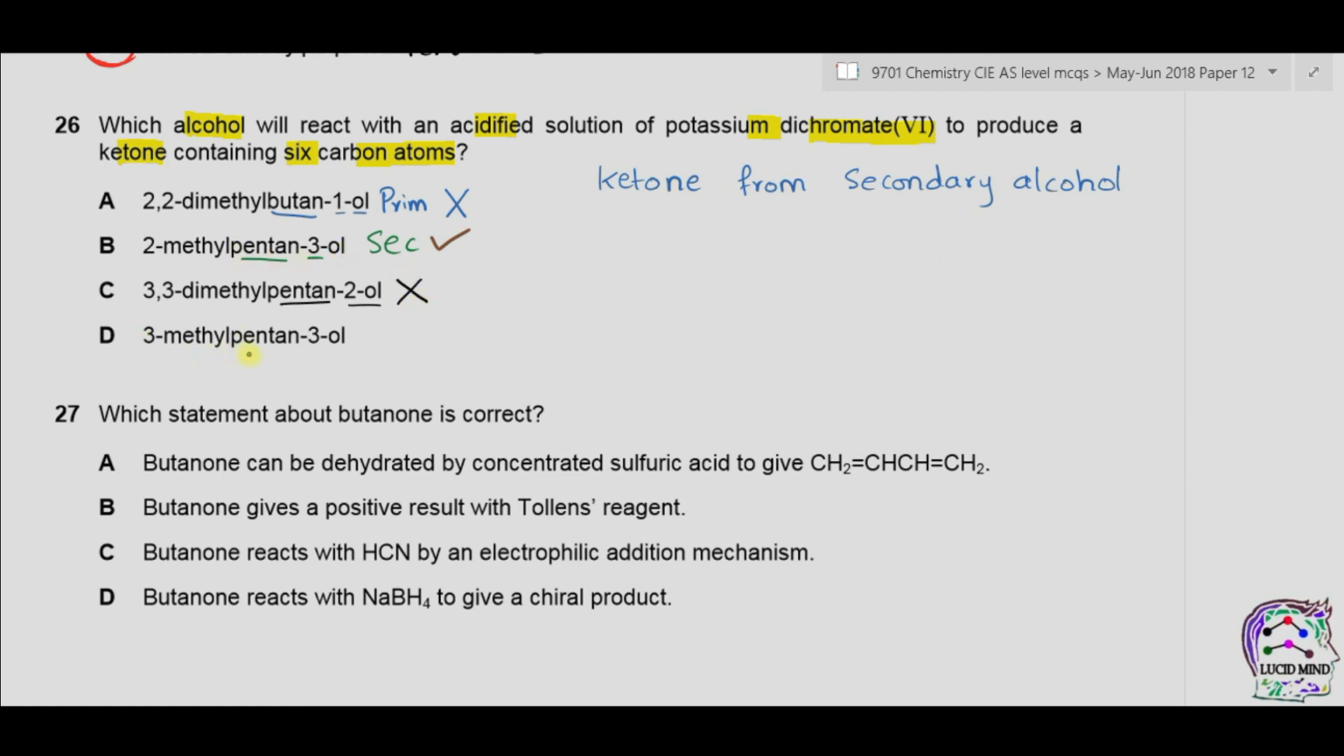For D we have 3-methyl pentane 3-ol. So we have 5 carbon atoms as it is pentane. On third carbon atom we have alcohol group attached. On third carbon atom we also have methyl group attached. Now we can see that the carbon atom bonded with OH is directly attached with 3 carbon atoms, so therefore this is tertiary alcohol. And tertiary alcohol cannot be oxidized further, so therefore D is also incorrect. Correct answer is therefore B.